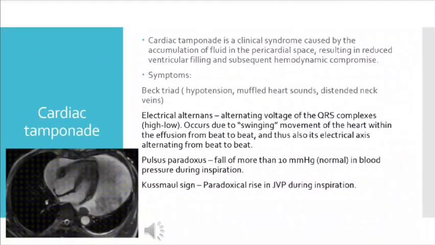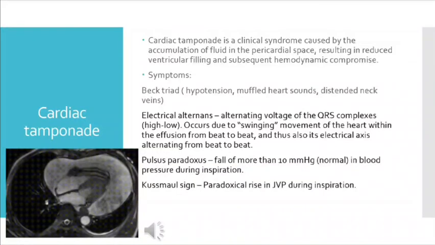Cardiac tamponade is a clinical syndrome caused by the accumulation of fluid in the pericardial space, resulting in reduced ventricular filling and subsequent hemodynamic compromise. The condition is a medical emergency, and the complications of which include pulmonary edema, shock, and death. So for the symptoms, you can see Beck's triad, which is a combination of hypotension, muffled heart sounds, and that's due to the fluid in the way, distended neck veins due to the reduced filling of the heart.